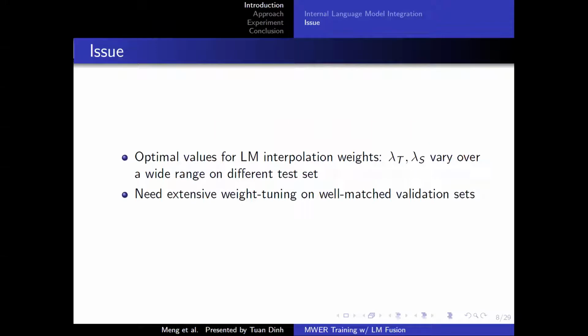But there's an issue in the language model fusion methods. The optimal values of the language model interpolation weights, lambda, vary over a wide range of different datasets. It requires extensive weight tuning on well-matched validation sets. One possible reason is that the language model fusions happen in inference. In other words, the end-to-end model training is not aware of the language model fusion's effect.